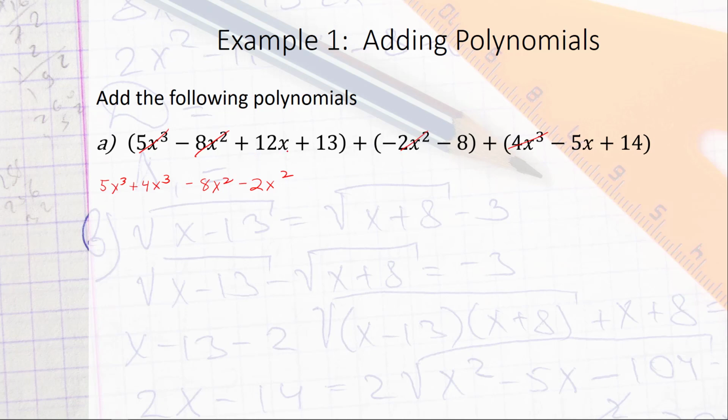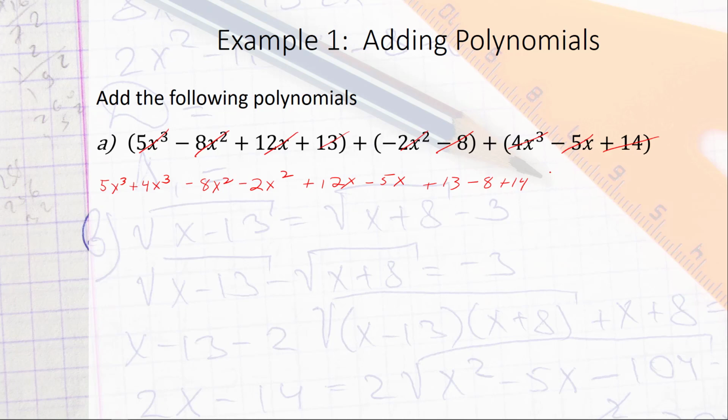And now we're going to look at the x terms. There we have 12x. We have minus 5x. And then finally we deal with the constants. We have plus 13, minus 8, plus 14.